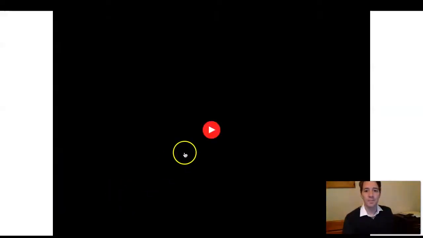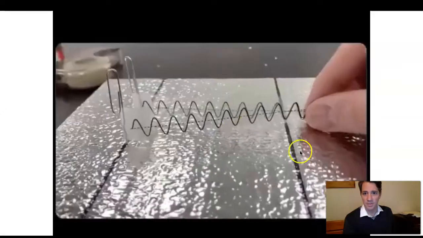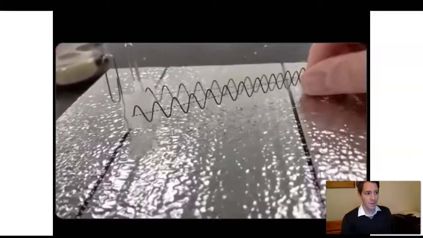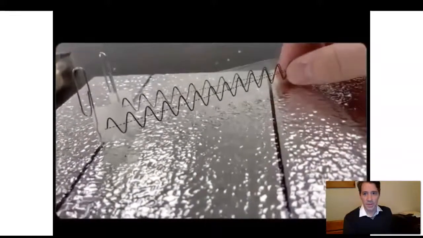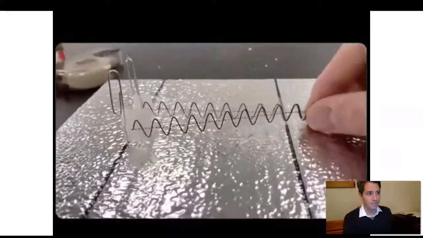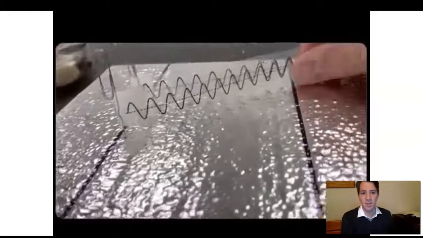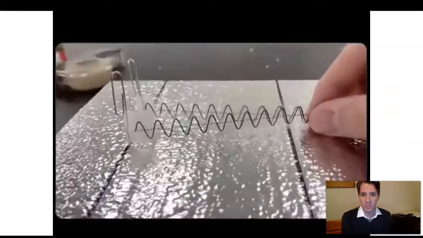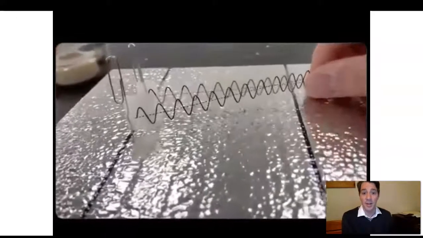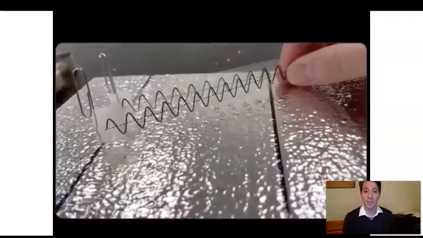So I'd like to demonstrate a little bit. This is a video that I took from the Twitter feed of a physics teacher. They're just trying to demonstrate something visibly here. These two paper clips over on the left represent the two slits, the two openings, and the two openings have light waves passing through them.